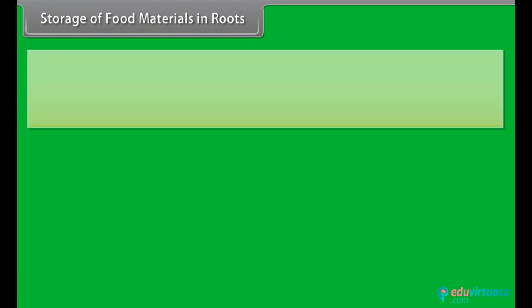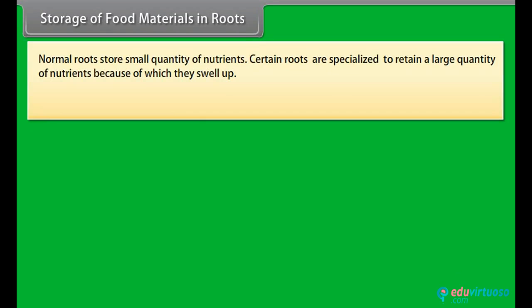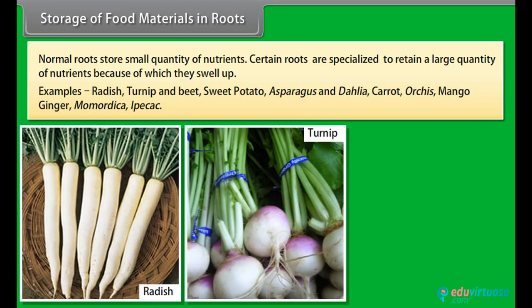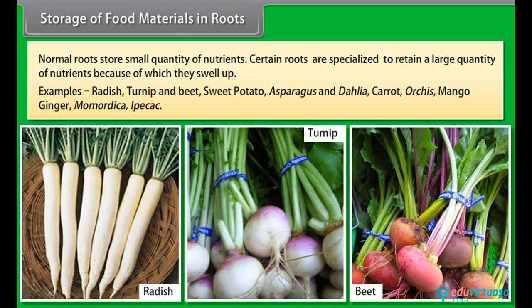Storage of food materials in roots. Normal roots store small quantity of nutrients. Certain roots are specialized to retain a large quantity of nutrients, because of which they swell up. Examples: radish, turnip and beet, sweet potato, asparagus and dahlia, carrot, orchids, mango, ginger, Momordica, ipecac.